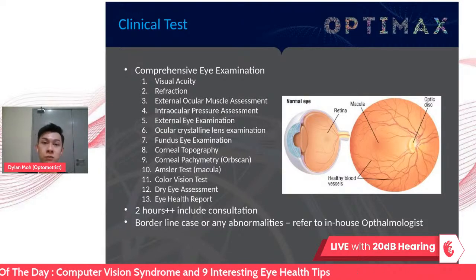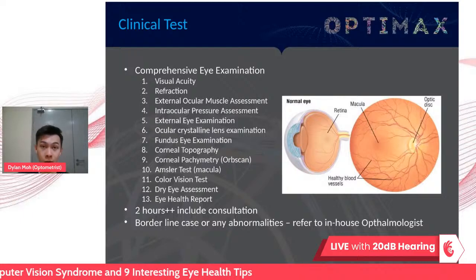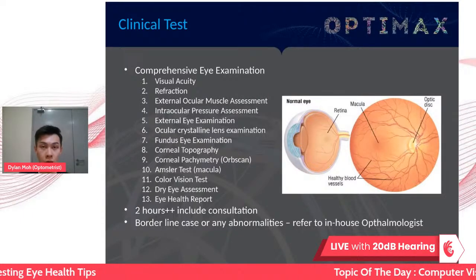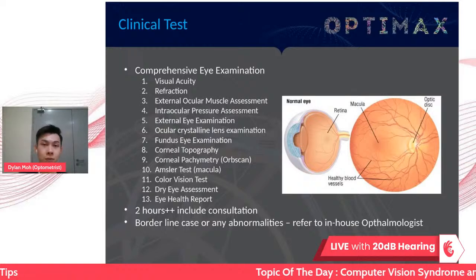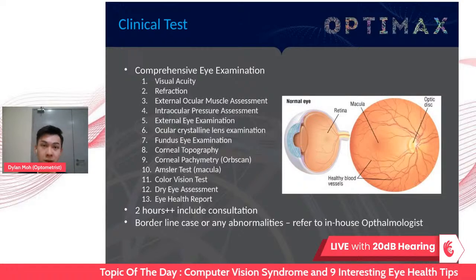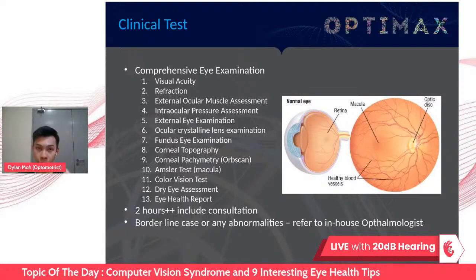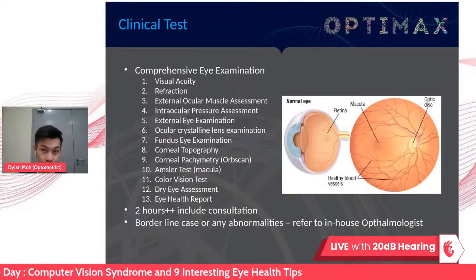But in Optimax, we normally advise patients to come for a yearly checkup to check on the nerve conditions, and to check on everything, whether you are at risk or not. Like what I mentioned just now, the most common disease in Malaysia, and also worldwide, will be glaucoma.